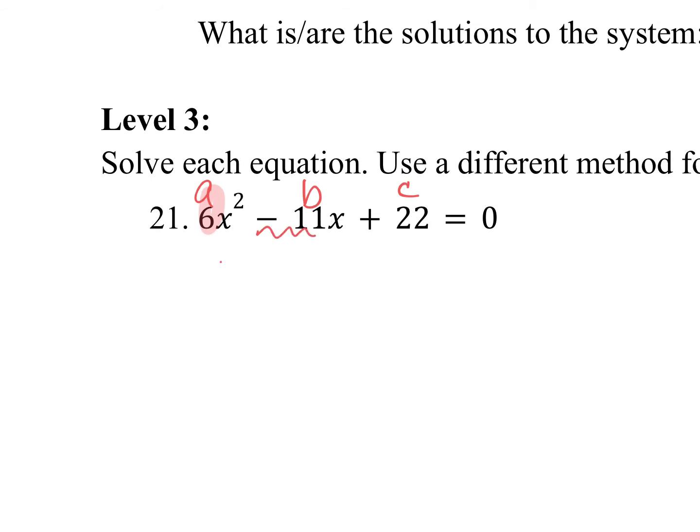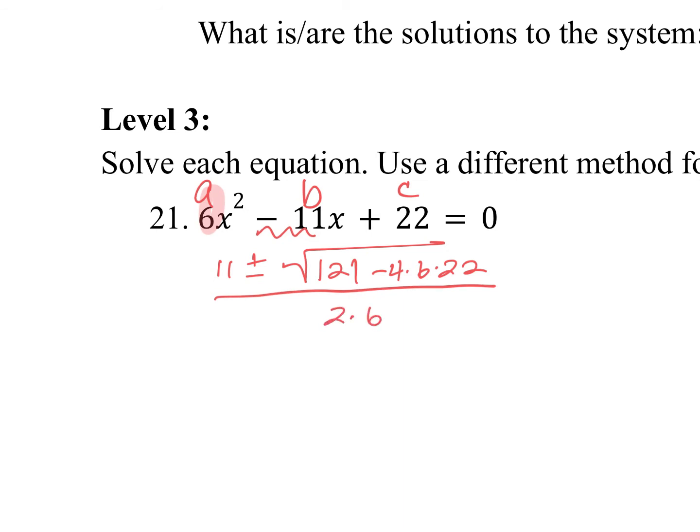Well, a negative negative is a positive. Plus or minus the square root of B squared, which is 121, minus 4 times 6 times 22, all divided by 2A. So A is 6. So I've replaced all of the things that I need.